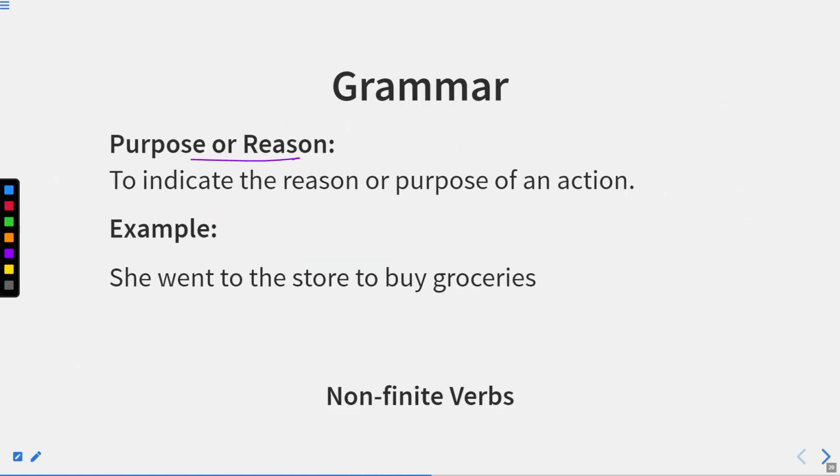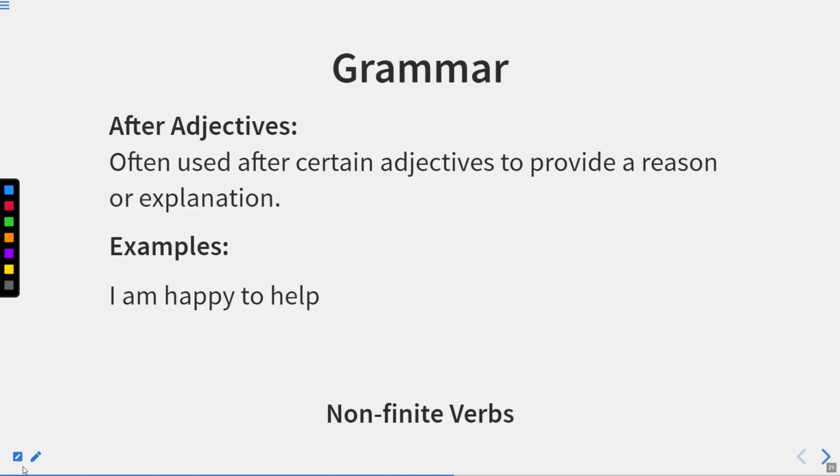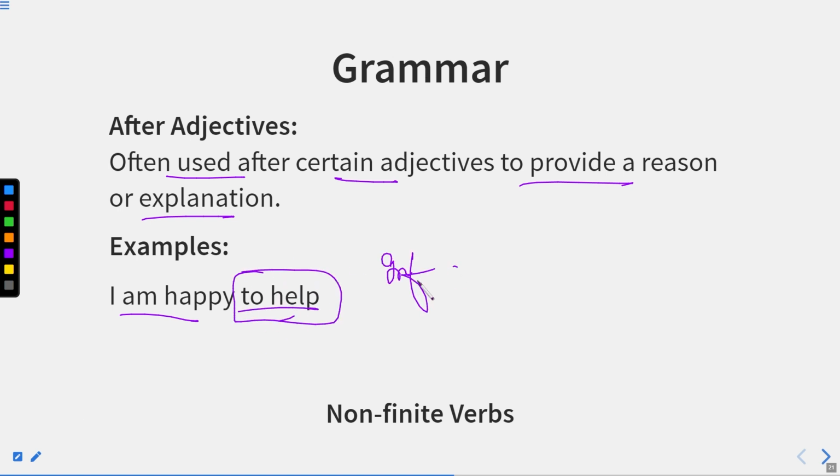Purpose or reason. To indicate the reason or purpose of an action. For example, she went to the store. Now, she went to the store for what? To buy groceries. So, to buy is infinitive, just because this is the purpose of her going to the store. Now, let us move to the next one. After adjectives: often used after certain adjectives to provide a reason or explanation. Now, I am happy. Why? To help you. So, this is the reason. So, to help is infinitive.